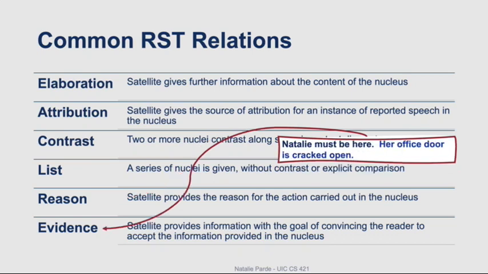Finally, in an evidence relation, the nucleus provides a statement, and the satellite provides information to back that statement up. For example, we might have the nucleus, "Natalie must be here." Then we have some convincing evidence from a non-COVID era: "Her office door is cracked open."